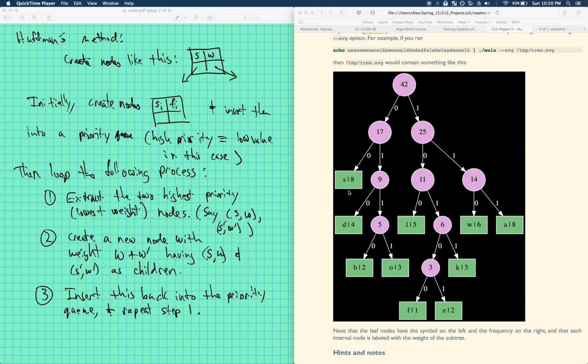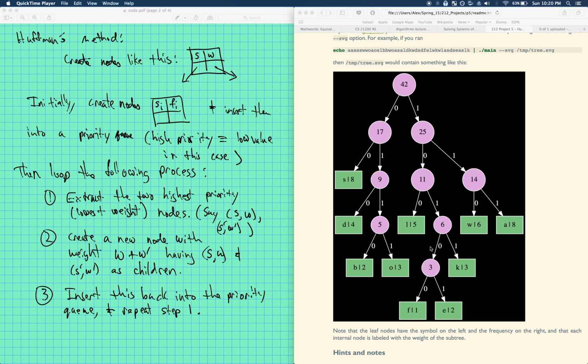So we're going to be inserting all of these into a priority queue. And we say the high priority equals the low value in this case. And you can kind of see why, because these are the high priority, these should be dealt with first, because if we deal with these first, they're going to be deeper into the tree, because you see F is only 1. So we think that F is going to be less common than, say, S. So we're going to create a longer code to represent F because it comes up less often, so we can afford to make it a little bit longer.